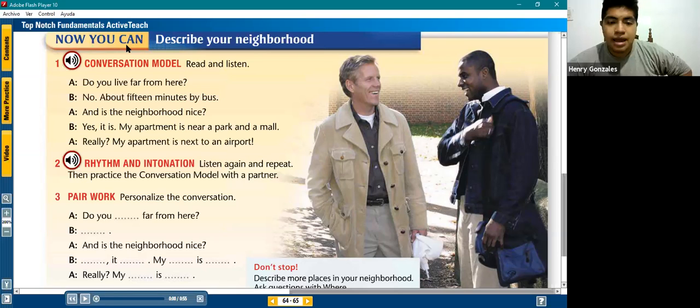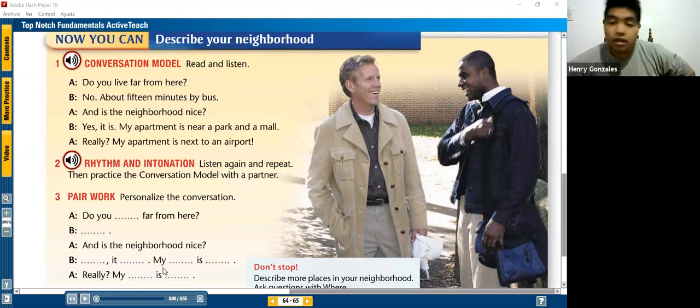My apartment is near a park and a mall, right? Y ahí ustedes van a mencionar, my house is, y ustedes deciden qué aumentarle. And after that, we have this one. Really? My apartment is next to an airport. ¿Dónde está el departamento? Pues al costado de un aeropuerto, okay? So, questions? ¿Alguna pregunta hasta ahí?